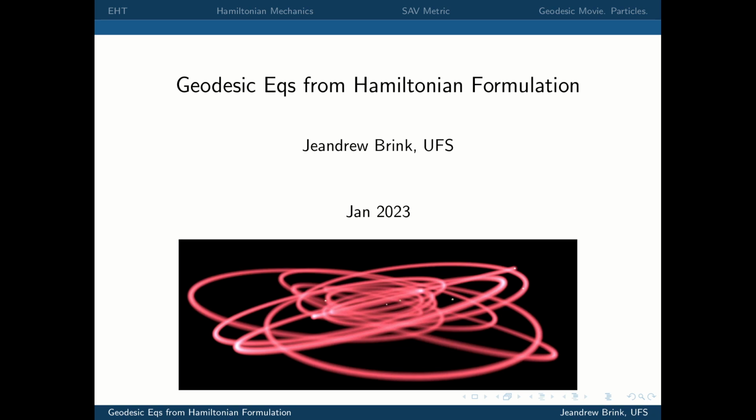During this lecture, I will derive the geodesic equations that govern particle and photon motion around a black hole or spacetimes more generally from the Hamiltonian formalism.